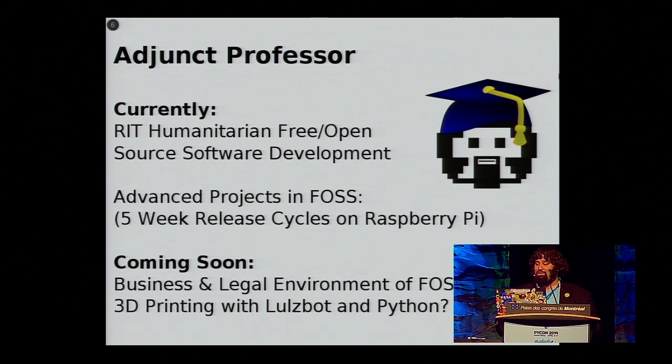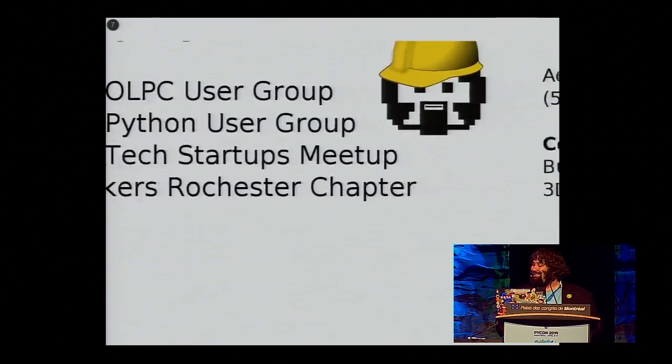I teach a course called Humanitarian Free and Open Source Software Development and an advanced projects course where we do 5-week release cycles on the Raspberry Pi. We're going to be doing some course development in business and legal environment and possibly even some 3D printing on the Lulzbot with Python next year. So if you know stuff about that, patches are welcome.